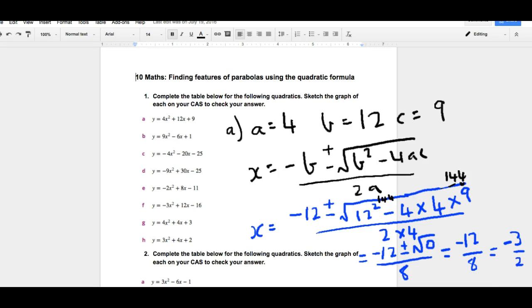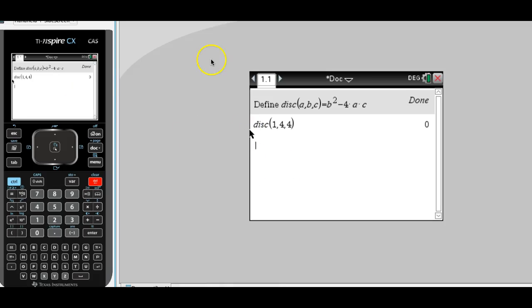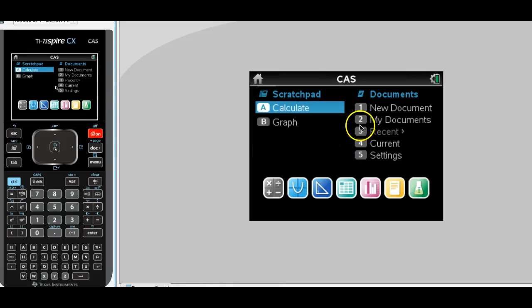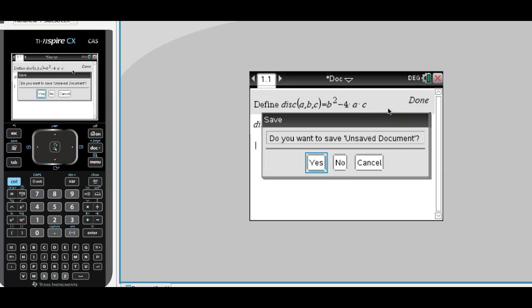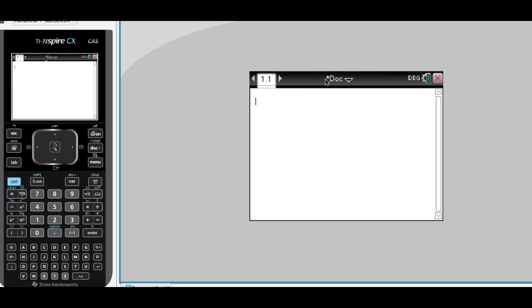Now, let's check on the calculator. It says to sketch it as well. Oh, sorry. Okay, I'm going to clear that. That was from the last video. Okay, we'll do the calculator first.